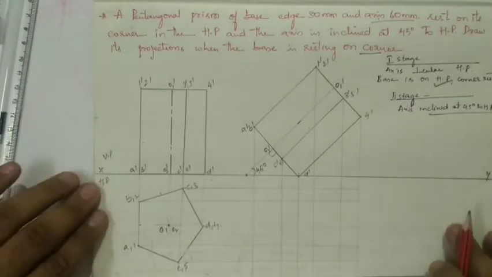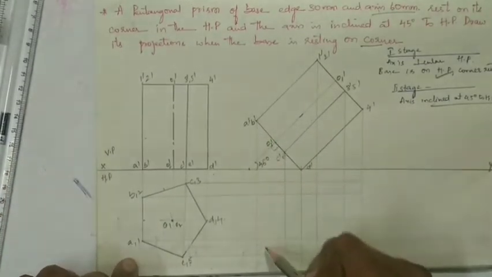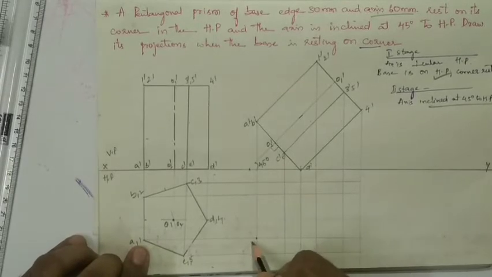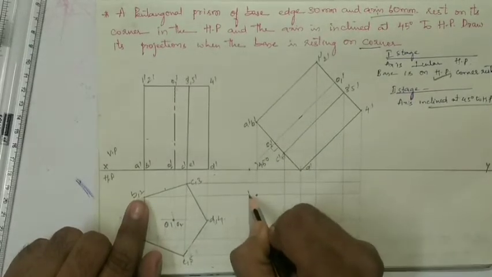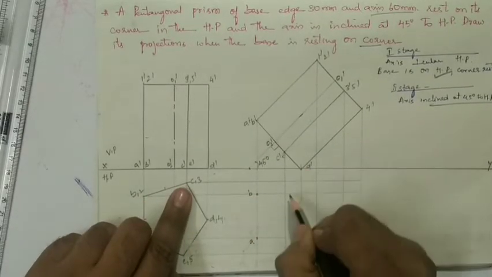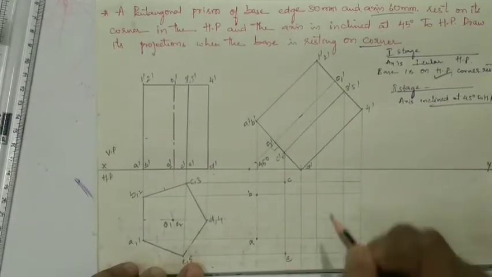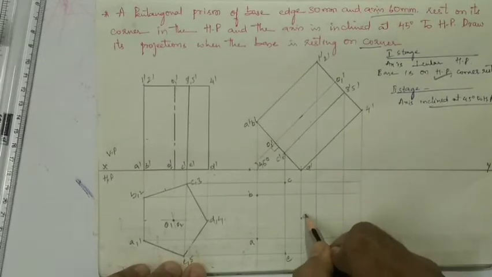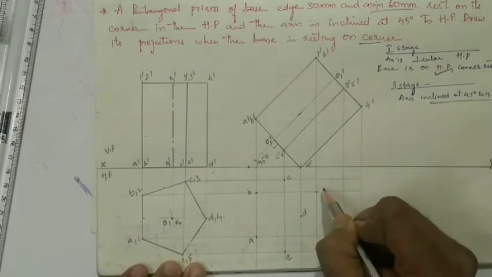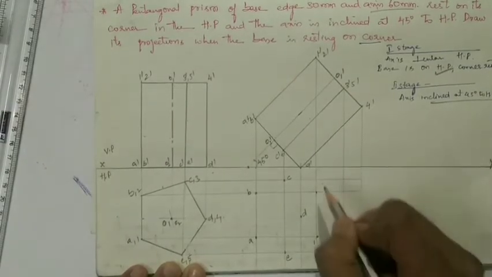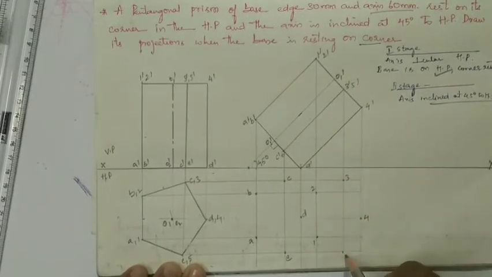Now identify the marking points. Here from A dash to A, this is A. Next B dash, B, C dash, here it is C, here is the point E and this point is D. Similarly for the numerals: 1, 2, 3, 4, 5.